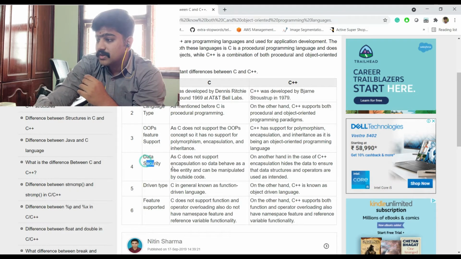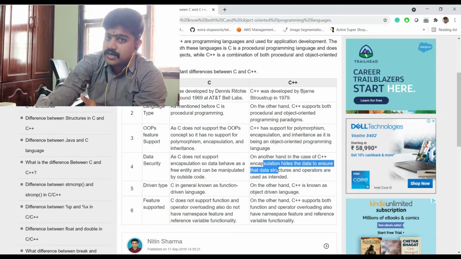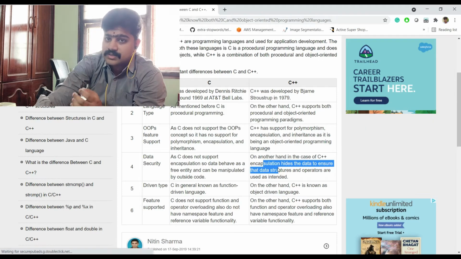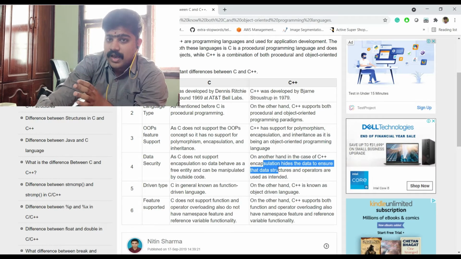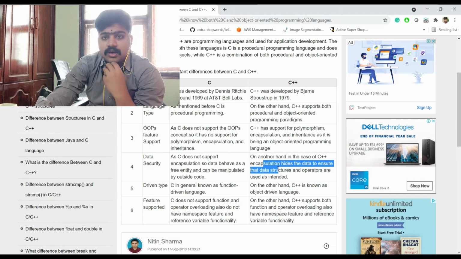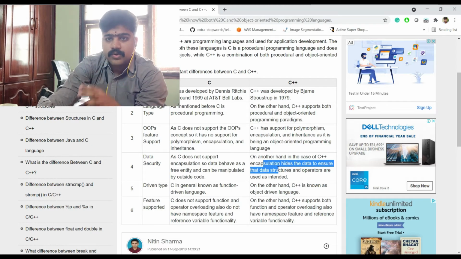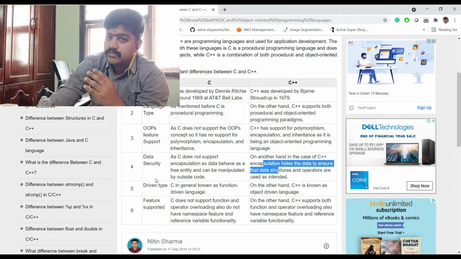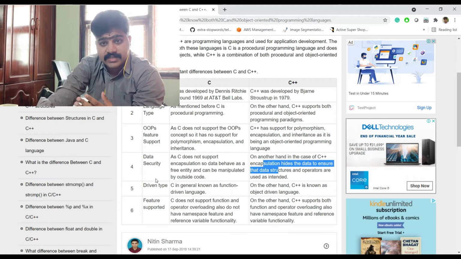Then data security. C does not support data security. As we are working in object-oriented programming, encapsulation can be considered the major concern as a data security mechanism. So data breach can be avoided using data abstraction or data encapsulation mechanisms, because we hide the actual procedure, we hide the actual components from the outer world, so that only the work is shown, but how the work is done is hidden. Like that we can provide some sort of data security.